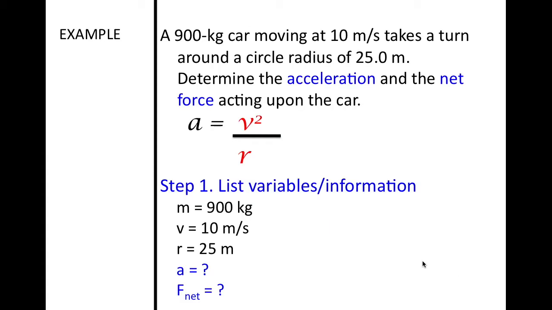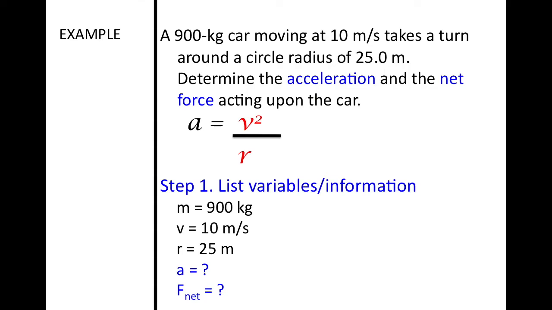Here is an example where you will need to do some calculations. Feel free to stop the video after the first part and try to solve this on your own before continuing. A 900 kilogram car moves at 10 meters per second and takes a turn around a corner in a circle of radius 25 meters. Determine the acceleration and the net force acting upon the car.